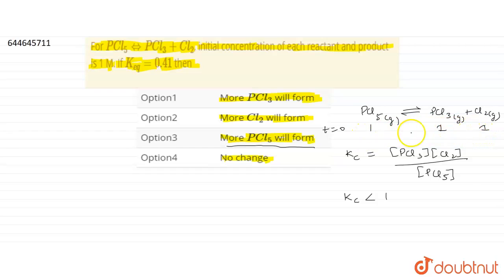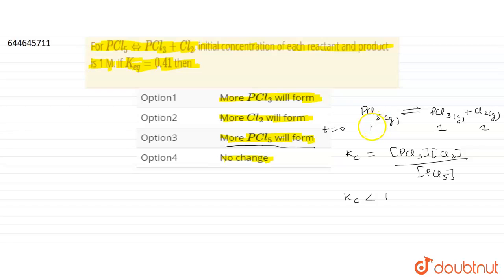Okay, but till equilibrium is reached, if more PCl5 is formed, then Kc will be less than 1. If more PCl5 is formed, then the concentration of PCl5 will be greater than 1 at equilibrium. So this concentration of PCl5 will be higher, so Kc will be less than 1. Okay, so you can say that till the equilibrium is reached, the rate of backward reaction is higher, so more PCl5 will form.